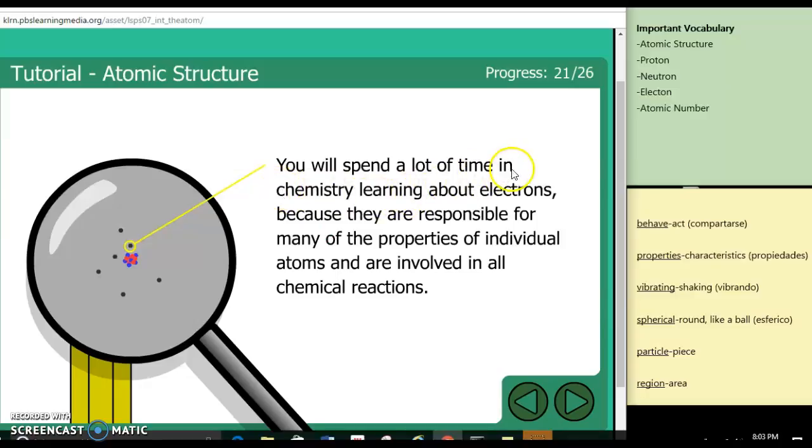You will spend a lot of time in chemistry learning about electrons because they are responsible for many of the properties or characteristics of individual atoms and are involved in all chemical reactions. Electrons are very important.